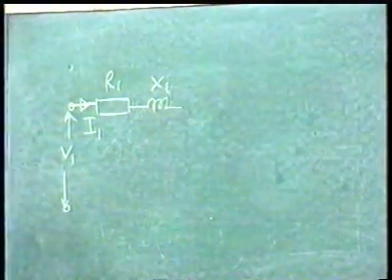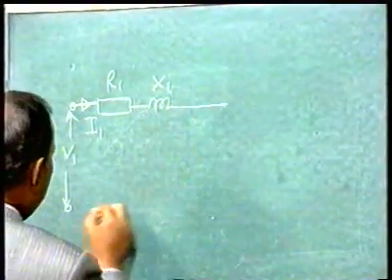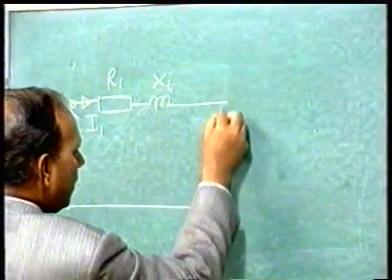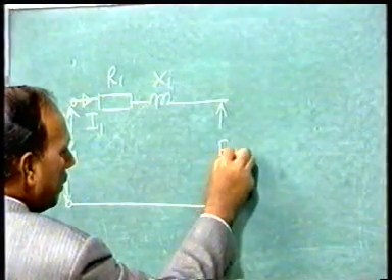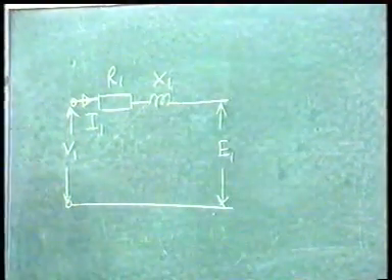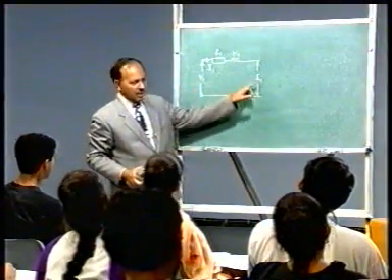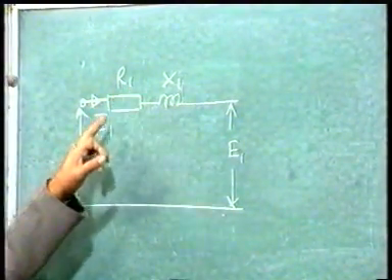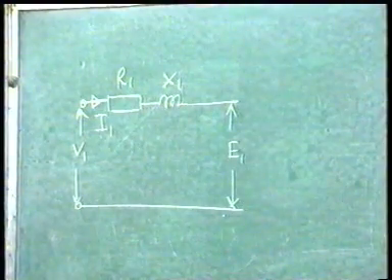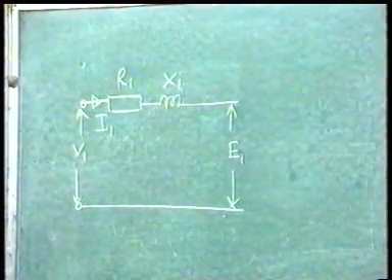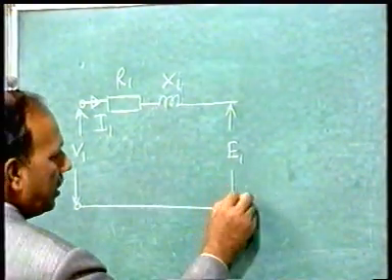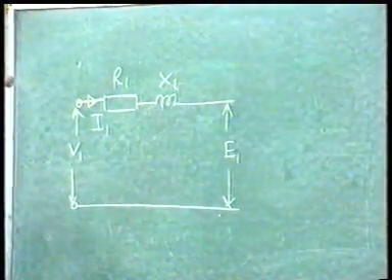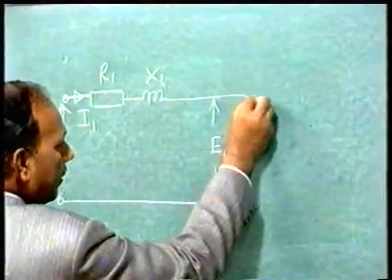Yes. So what is the induced EMF here? E1. V1 minus E1 is equal to I1R1 plus j I1X1. Is it clear? Yes, sir. Primary side we have drawn. So this E1 is induced in the winding. We can show a winding here.